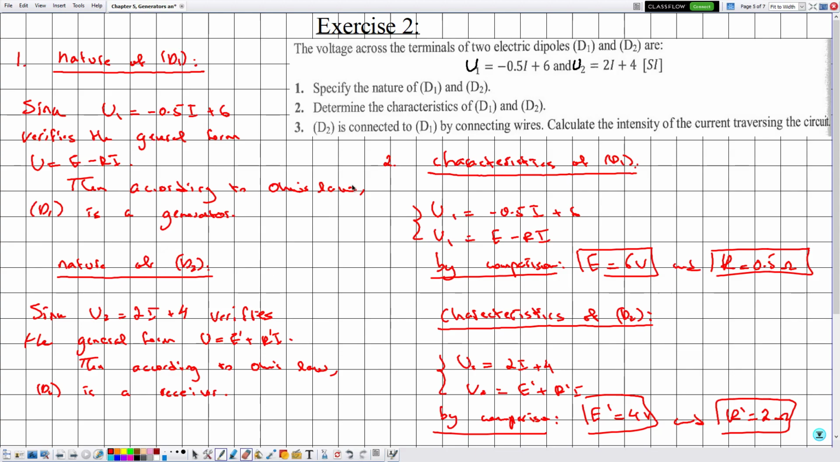Now as for number 3, they are telling us D2 is connected to D1 by connecting wires. Let's do so.